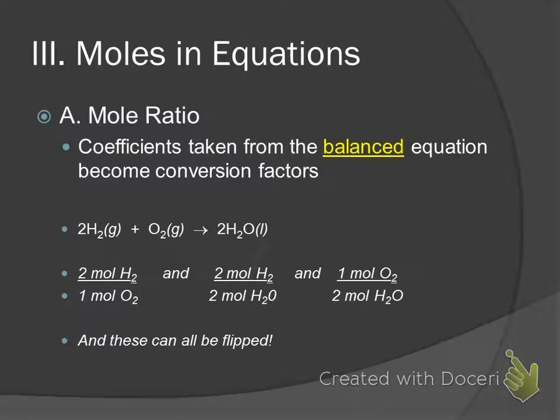Here's the term that we used in class today, the mole ratio. Remember, the mole ratio is taken from the balanced chemical equation. So once you have your balanced chemical equation, all these coefficients, when nothing's written there, it's 1. So coefficient in this case of 2, 1, and 2, those coefficients can become conversion factors. Remember, conversion factors can also be flipped. So in this case, you could also put the 1 O2 on the top and the 2 moles of hydrogen on the bottom.